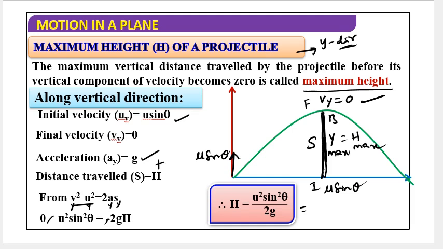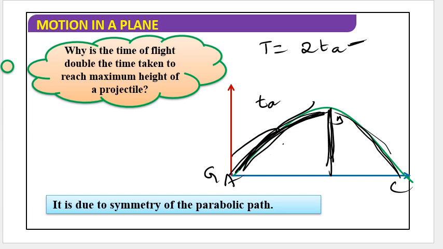So in short form we can write this simply as u sin theta whole square by 2g, that is equal to uy whole square by 2g. So this is the maximum height of a projectile, that is equal to uy whole square by 2g. Clear children?